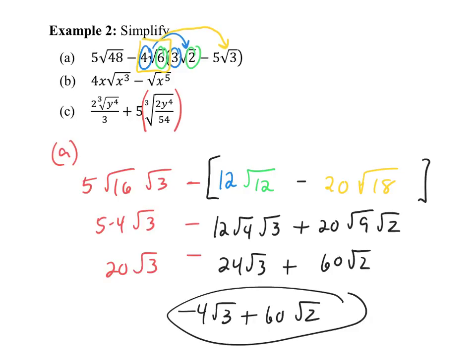Okay, if you're not sure what I'm doing, please ask. I'm just literally multiplying these two things here and these two things here to give me the next terms. And then I recognize that these are like terms. 12 times 2 is 24. 20 times 3 is 60. These are common terms or like terms. I can say 20 minus 24 is negative 4. Carry down whatever the radical is.